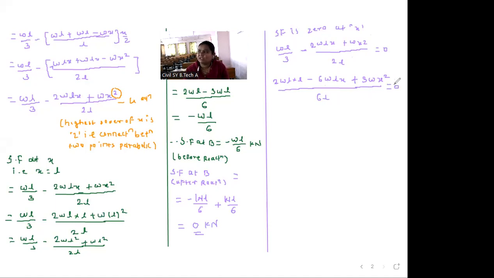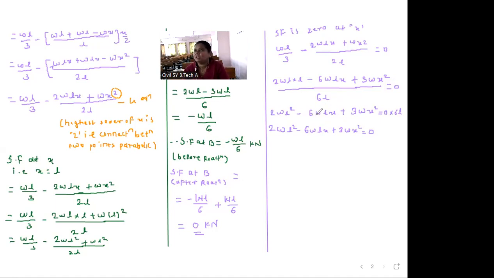Now we will shift this 6L to the right side. So what we'll get? 2WL square minus 6WLX plus 3WX square, which is equal to 0 into 6L. That means the right side is totally 0. So 2WL square minus 6WLX plus 3WX square, which is equal to 0. Now, this is the quadratic equation we have to solve.